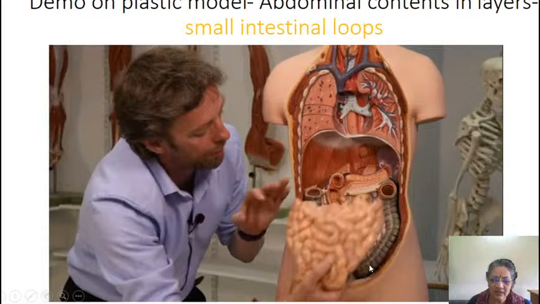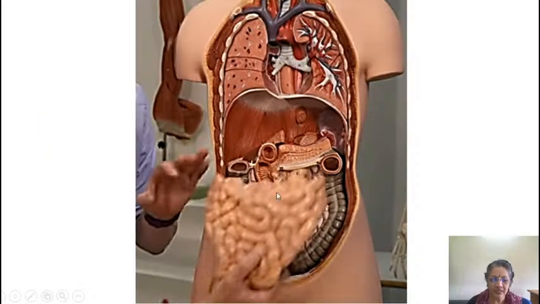This is the descending colon becoming sigmoid. This is the ascending colon, and right behind this will be the cecum here and an appendix on the abdominal wall. So he's taken it out of the abdominal cavity as a piece because it's a plastic model.